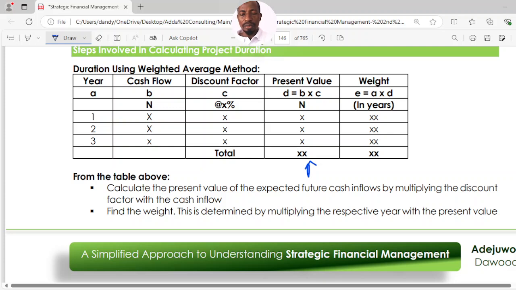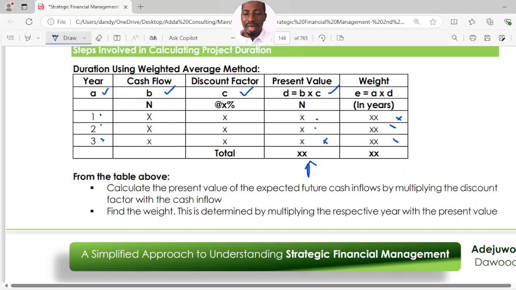Then step 2, calculate the weight of the cash flow of each year. How do you do that? Say, for example, this is A, this is B, this is C, this is D. D is equal to B multiplied by C. You already know how to do present value. Then E is A multiplied by D. So that's how I'm going to get the weight. So I will just multiply the number of years with the present value. Number of year 1 multiplied by this, I will get this. Number of year 2 multiplied by this, I will get this. Number of year 3 multiplied by this, I will get this. I will then add everything together.